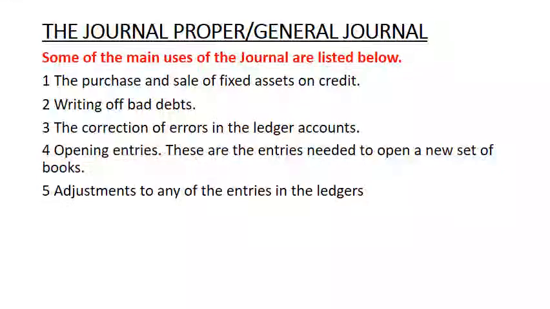So we're going to look at about four of these, which are the purchase and sales of fixed assets on credit, writing off bad debts, which we're going to study later. It's a topic on its own in grade 11. Then opening entries, we're going to take a look at them, and adjustment to any of the entries in the ledger, we'll see depending on the time. Okay, so let's get started.